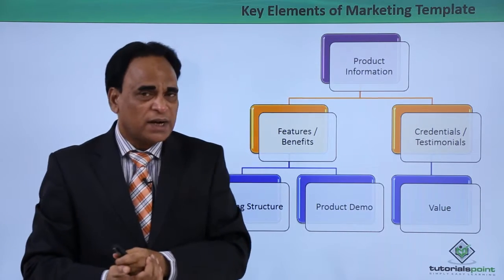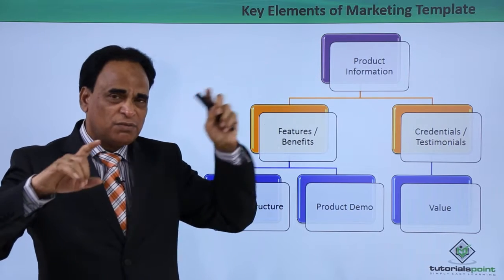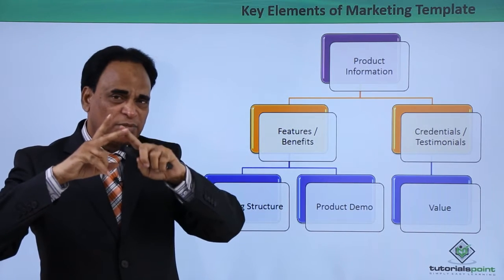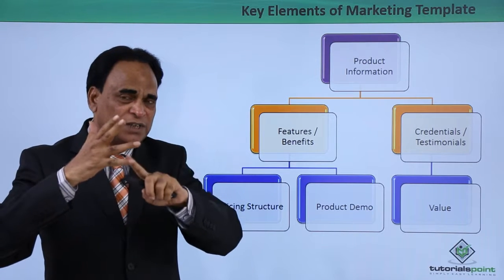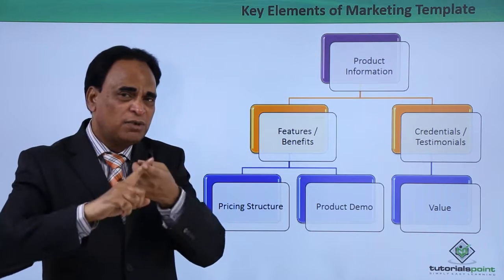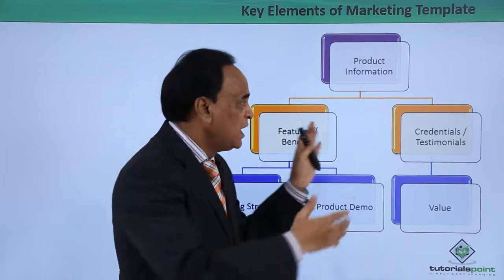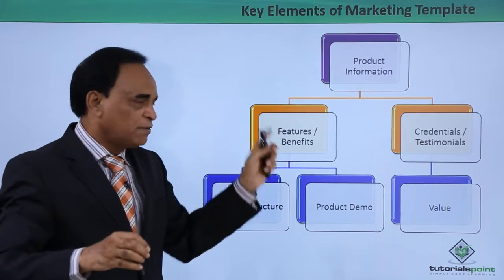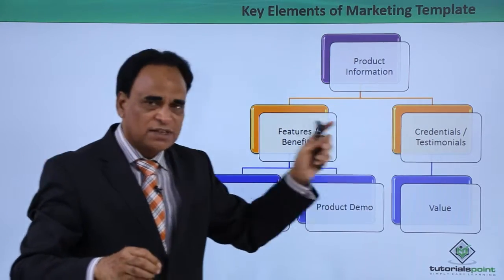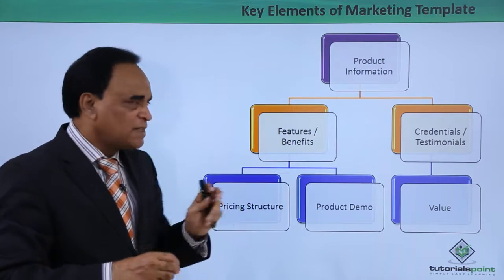Key elements of a marketing plan template. You have the product information, the complete product information, what this product is all about, the images of the product, if the video demos are available, the video demos of the product, you have the credentials, you have the benefits, and you have the features. You have the benefits and the features and the credentials, and these are basically the integral part of your product information. You have the features and the benefits, you have the credentials and the testimonials. Finally, this actually comes into the product demo and the pricing structure.